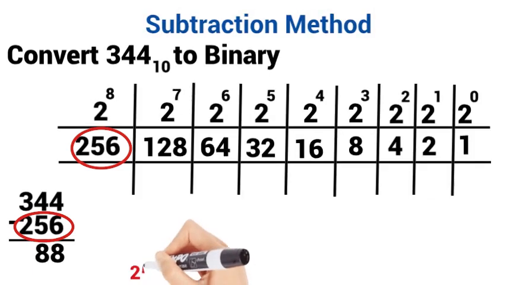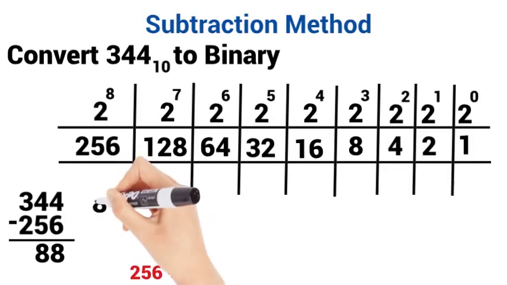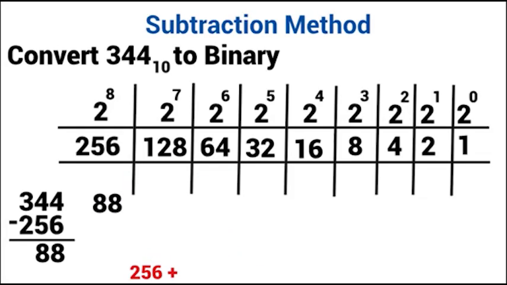Copy 256 and a plus sign. Then copy the difference, which is 88, and choose the highest number, which is less than 88, from the base 2 number. We will disregard 128 as it cannot be subtracted from 88.